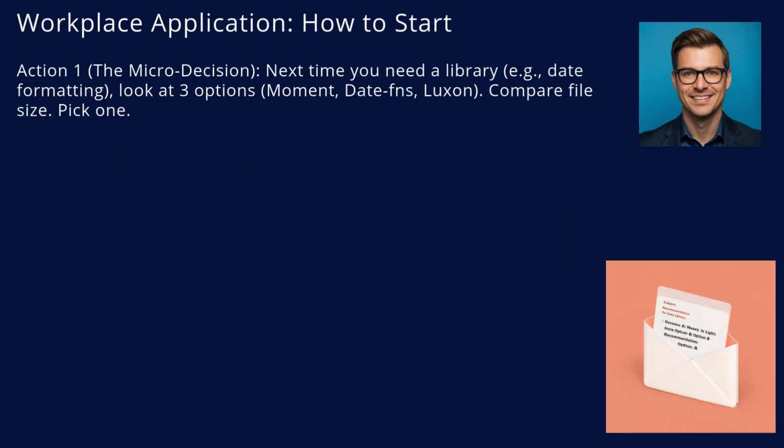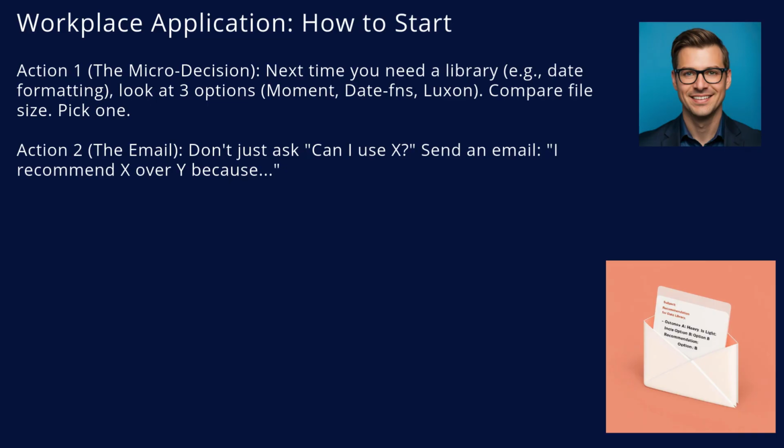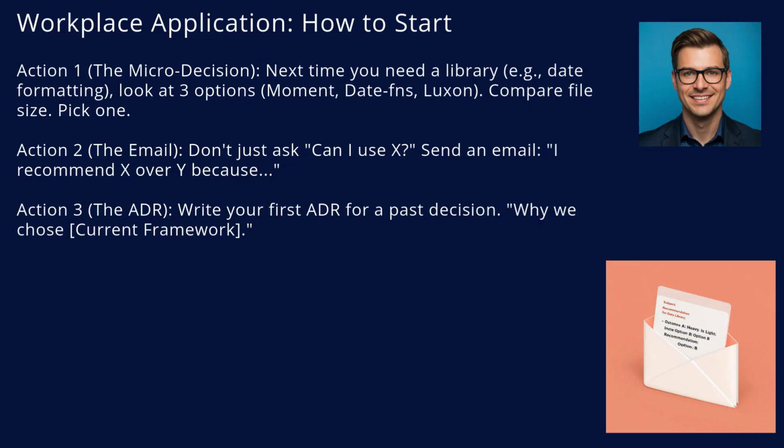Here is how you can apply S17 tomorrow. Action 1, micro decision. Next time you need a library, say, for formatting dates, don't just npm install the first one. Look at 3 options. Compare their file size. Pick the lightest one. Action 2, the email. When you ask your lead for permission, don't say, can I use library X? Say, I recommend library X over library Y because it is smaller and better maintained. Action 3, write an ADR. Practice by writing a decision record for a choice already made. Why did we choose React? Write it down. The goal is to practice justifying your choices, not just making them.